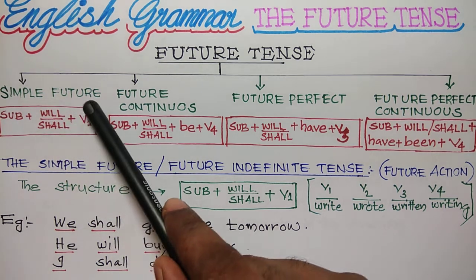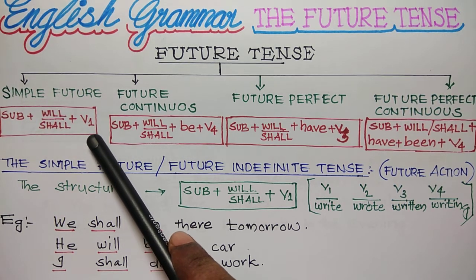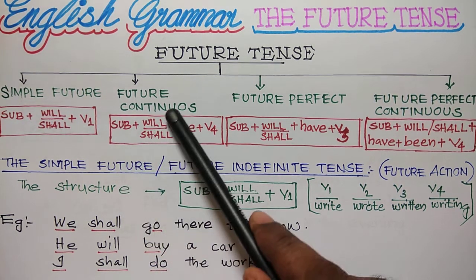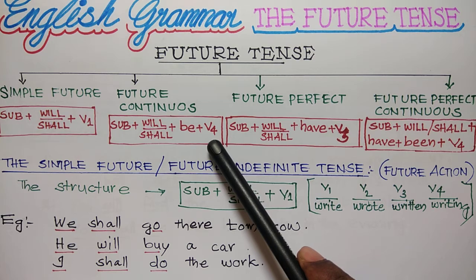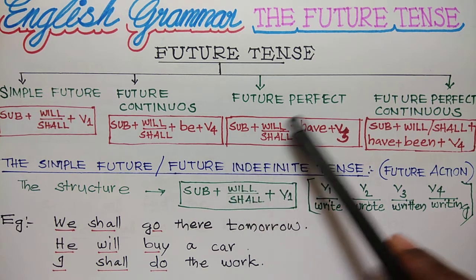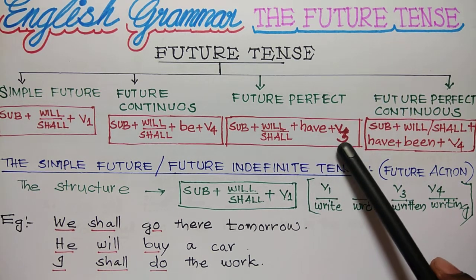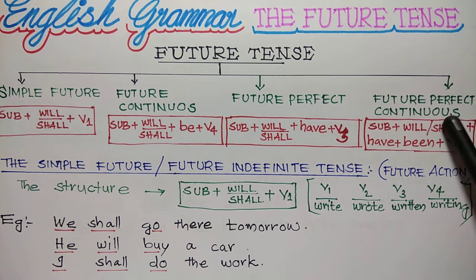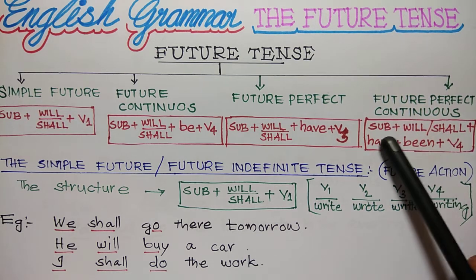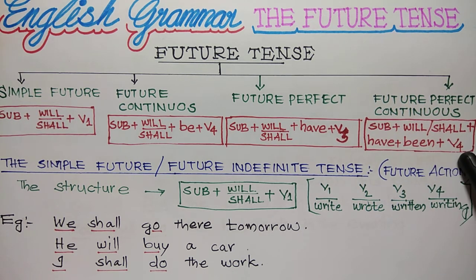The structures are, for simple future, subject plus will or shall plus V1. V1 is the root form of the verb. For future continuous, subject plus will or shall plus be plus V4. V4 is the ing form. Future perfect, subject plus will or shall plus have plus V3. V3 is the past participle form of the verb. Future perfect continuous. The structure is subject plus will or shall plus have plus been plus V4. V4, the ing form of the verb.